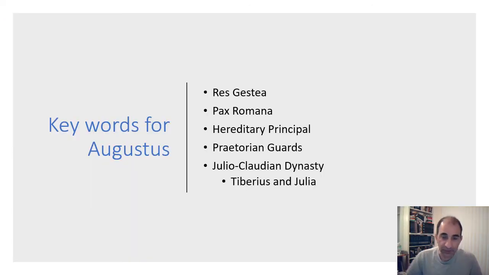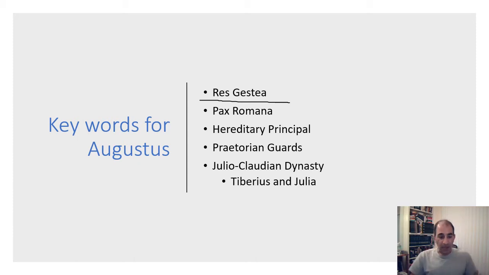So here are some keywords for Augustus. Get all these down, and then we'll start talking about his reign and the first dynasty that is part of the Roman Empire. So one of the things I like to think about here, there's a document, and ideally what you should do is pause this video and look at this document called Res Gestae. It's in your files, it's in your modules, so you should pause this and read the document.